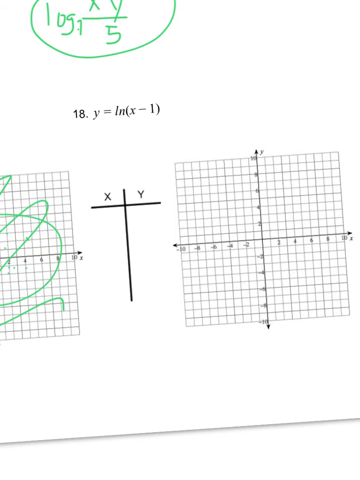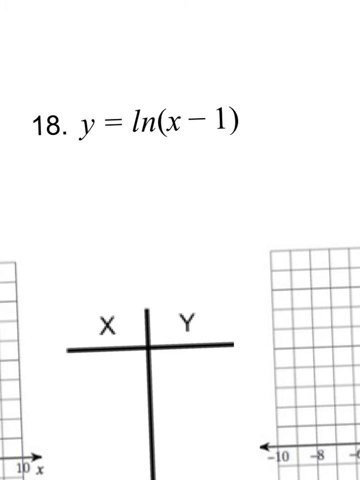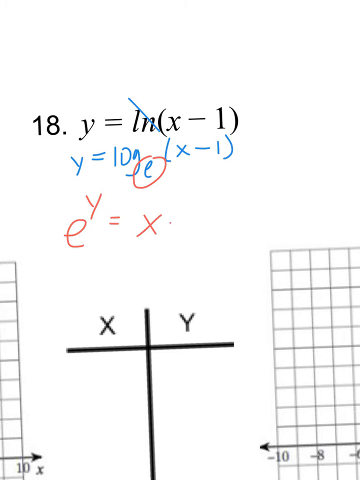So y equals natural log of x minus 1. I'm going to zoom in a little bit because I'm going to need some room. Natural log is the same thing as log base e. So I'm going to rewrite this as y equals log base e of x minus 1. Then re-express this. Circle the e. It's e to the y equals x minus 1. But that equation is not solved for x yet.